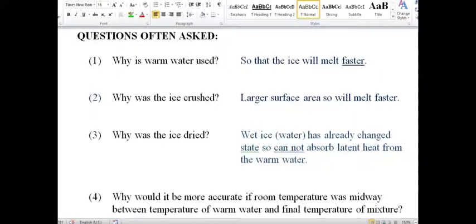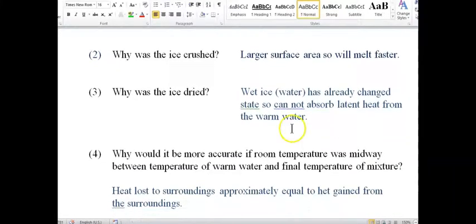Why was the ice dried? Why was any layer of water removed from the ice before we added it to the calorimeter? Well, wet ice, which has a layer of water around it, has already changed state, and the whole purpose of this experiment is for the ice to change state when you add it to the calorimeter and absorb latent heat. So wet ice, water, cannot change state. It cannot absorb latent heat from the warm water. That is incredibly important to understand and learn.